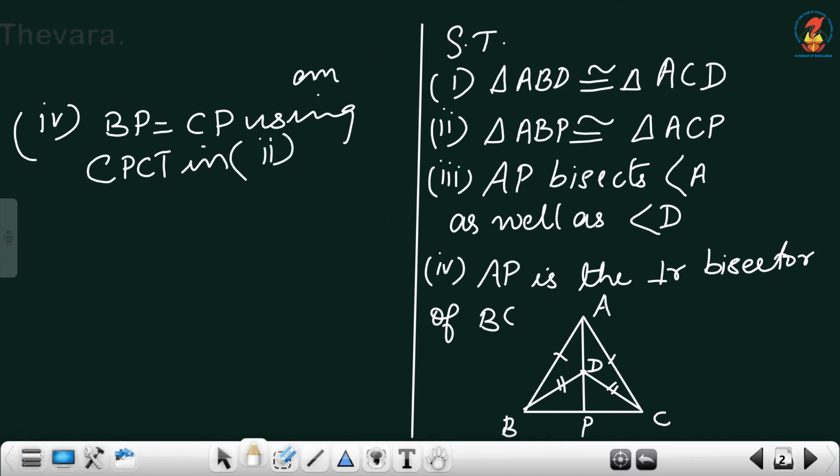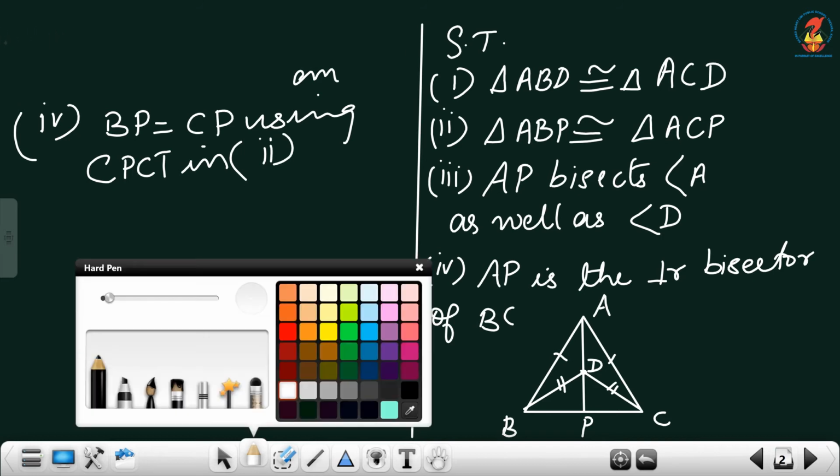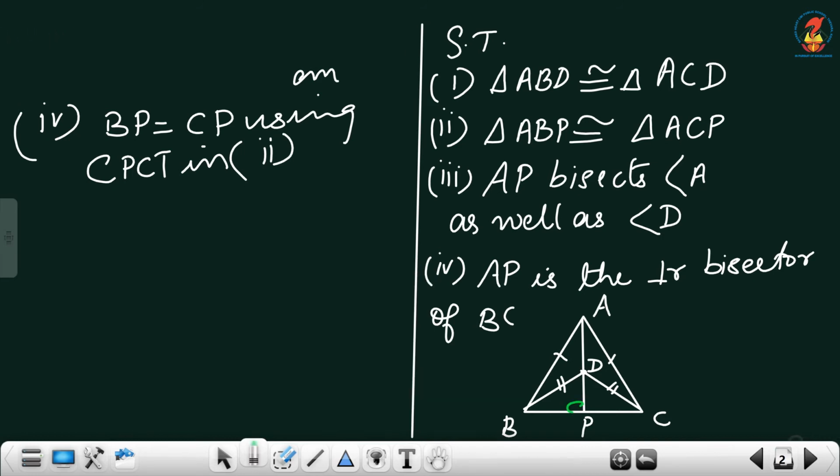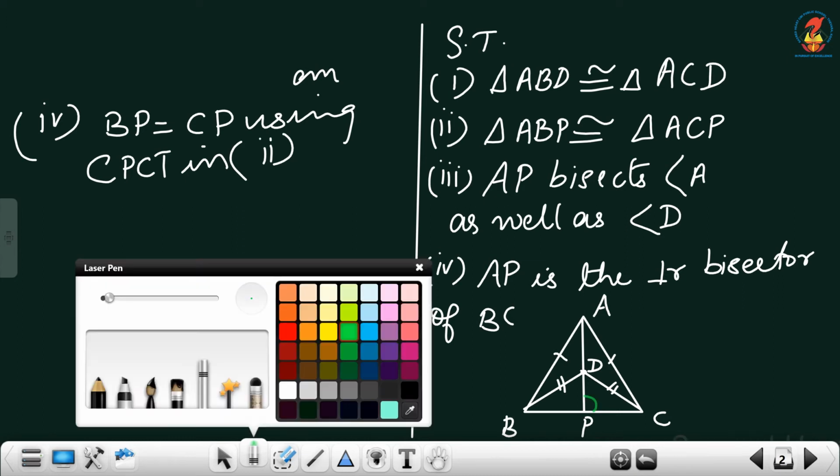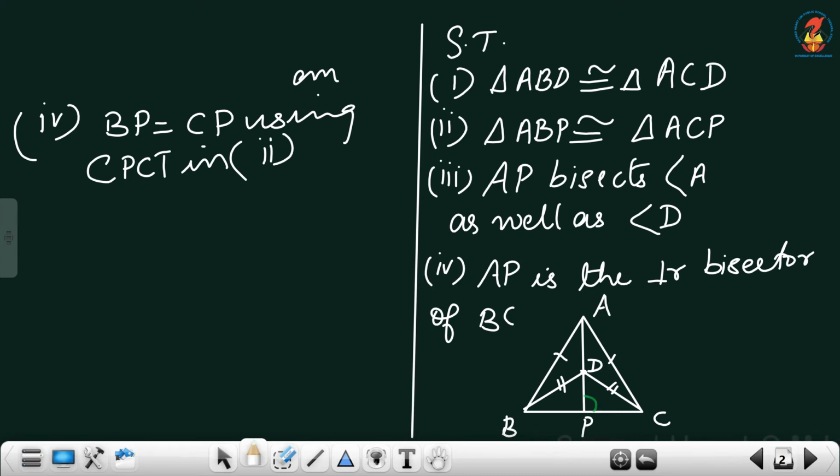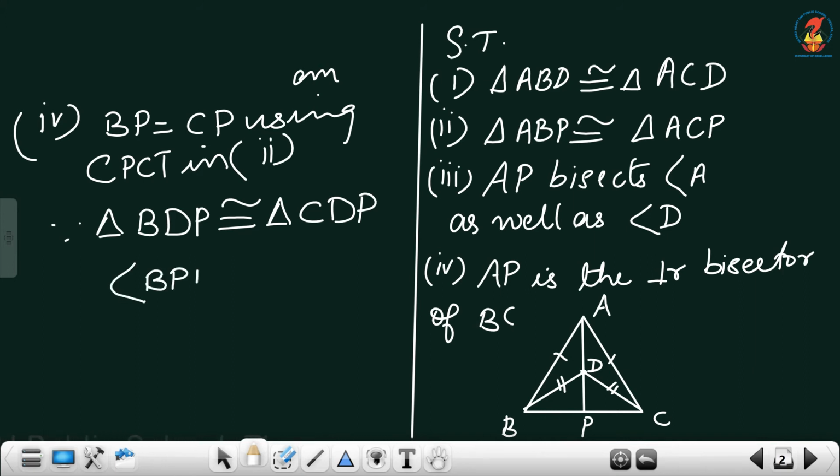Then what we have to prove? These two angles are equal to 90 degree. But these two angles are equal because triangle BDP is congruent to triangle CDP. Since triangle BDP is congruent to triangle CDP, angle BPD is equal to angle CPD. Equation 1.